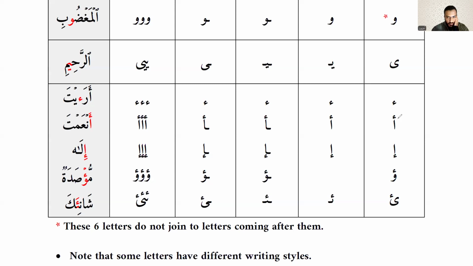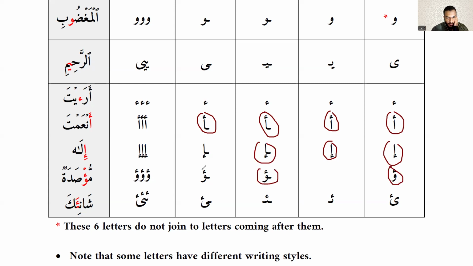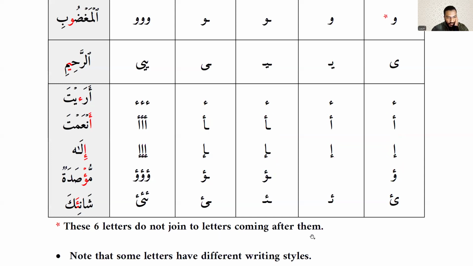And for the hamza, if you have a hamza that takes the shape of alif, then it is written just like the alif, but with a hamza on top or at the bottom. Okay, same if it takes the waw shape. Okay, so these 6 letters do not join to letters coming after them.